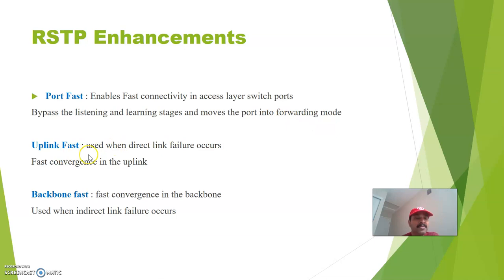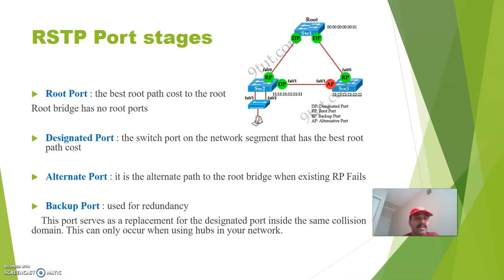So what is UplinkFast used for? When a direct link failure occurs, it is used for fast convergence in the uplink. Assume an access layer switch has two uplinks to the distribution layer. When an existing uplink fails, the traffic will automatically be forwarded via the other uplink. BackboneFast is used for fast convergence in the backbone. It is used when an indirect link failure occurs. So these are the three RSTP enhancements.